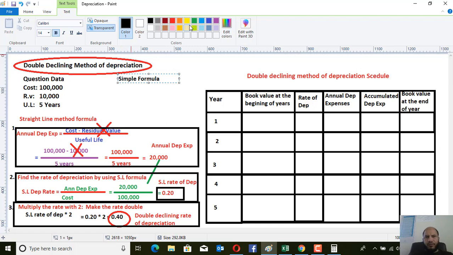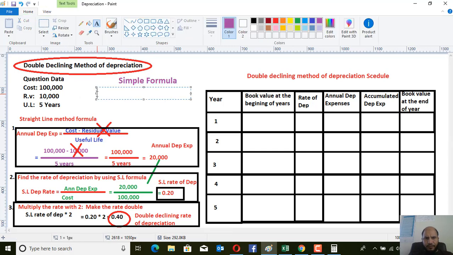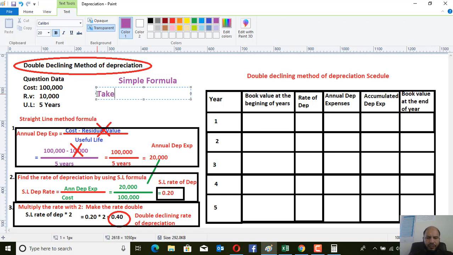What is the simple formula? Now here we are using the simple formula. The simple formula is in this way. See, take the digit 1 and divide it by useful life.